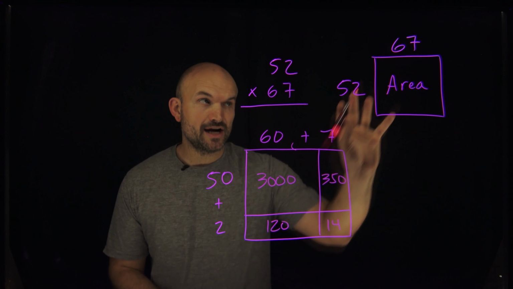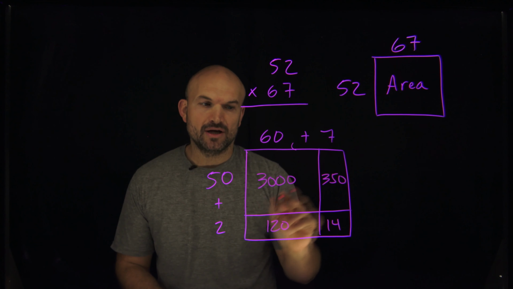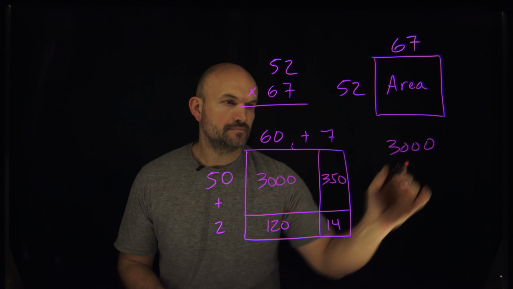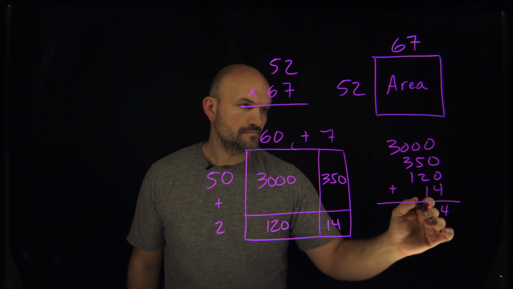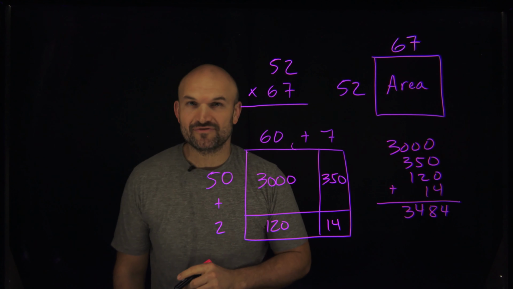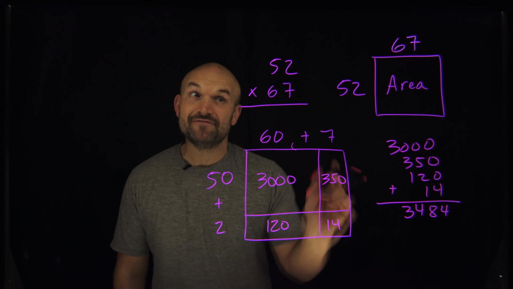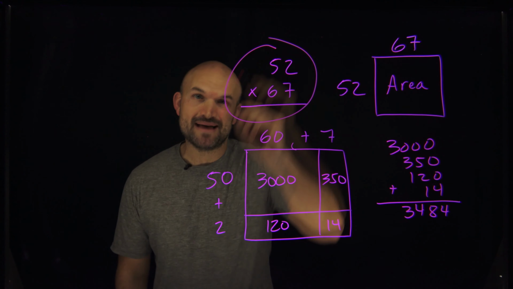Now, if I wanted to find the area of this whole rectangle, I could add up all 4 of these values. And I get my answer of 3,484. Now, this is not faster than using this old method.